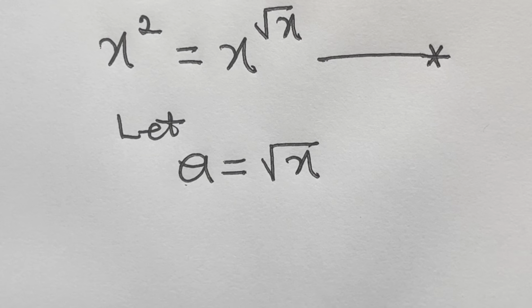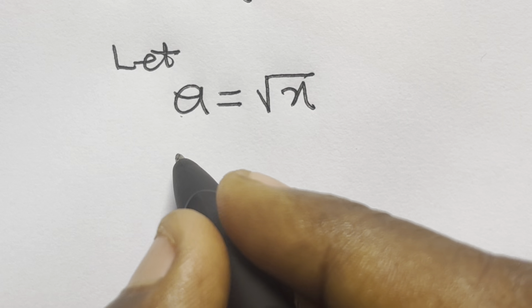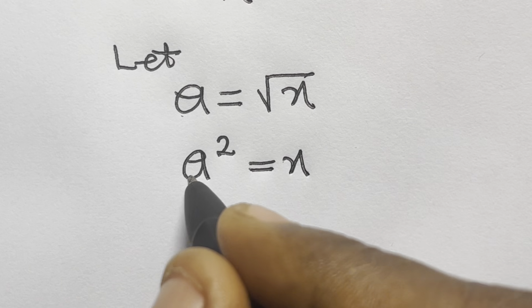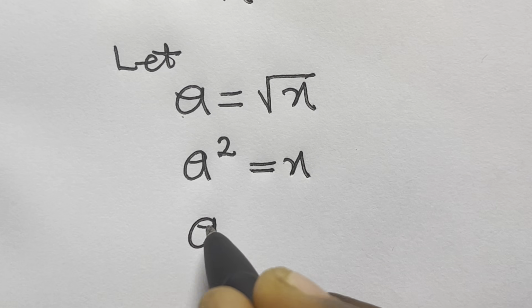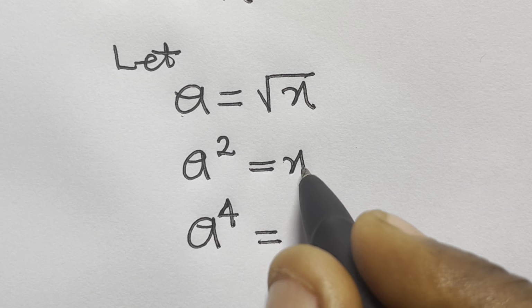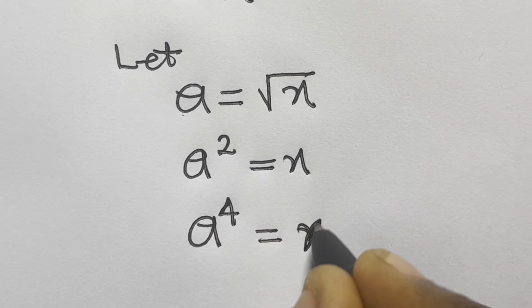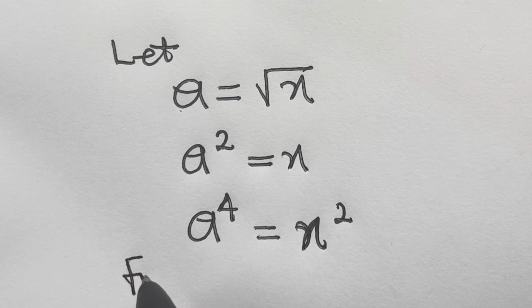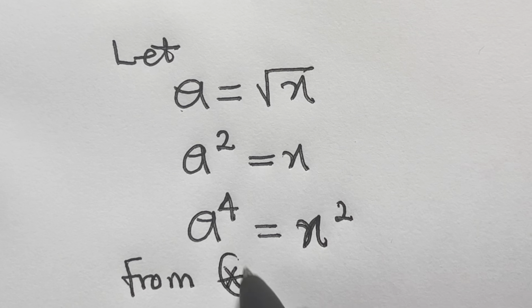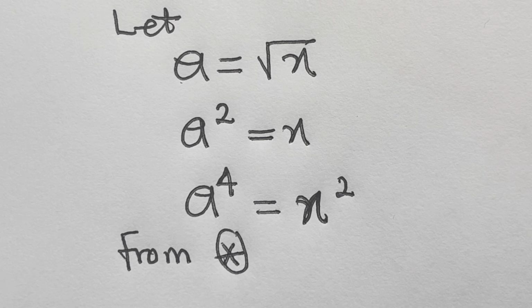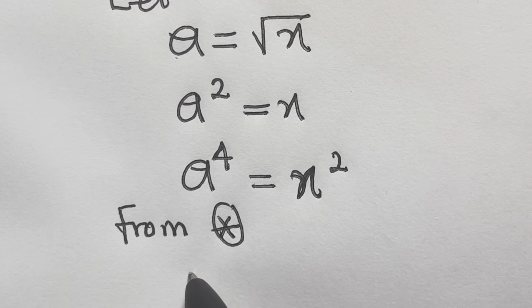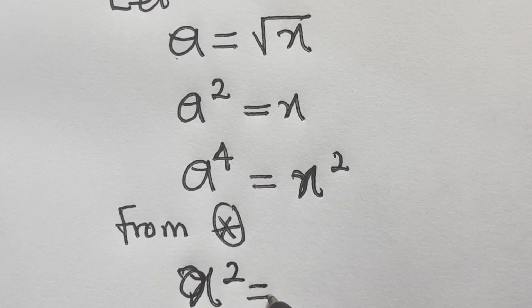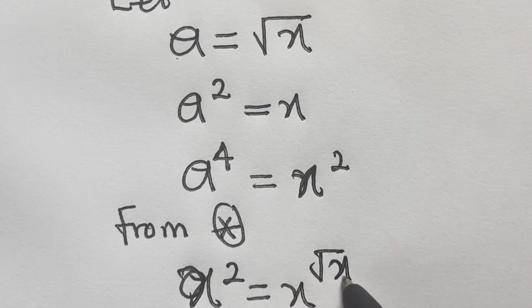And if a equals square root of x, that means that a square will be equal to x. And if you have a raised to power 4, this will become x squared. A raised to power 4 equals x squared. So now from equation star, which says x squared equals x raised to power square root of x.